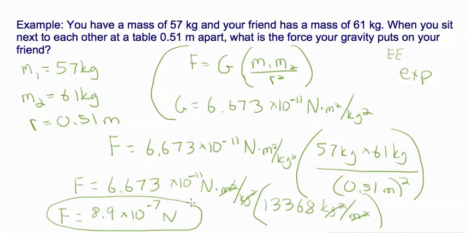If we look at our equation, the only way to make these forces large, because this number is very, very small, is to make our masses giant, like our planets, or this radius very, very small, like the distances between atoms.